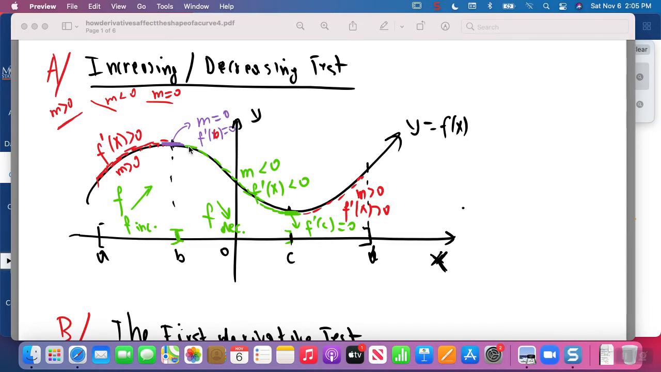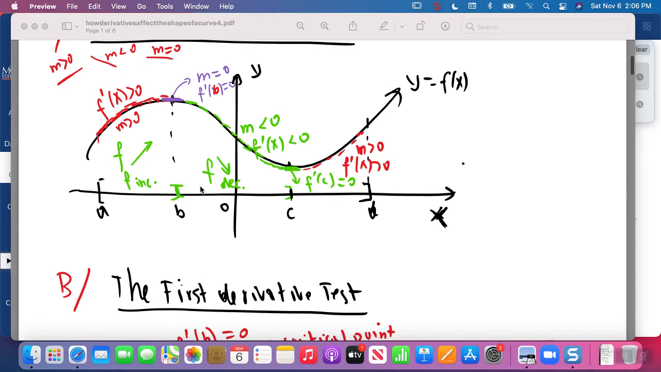When the first derivative is negative on a given interval from b to c, then we say that the function f is decreasing on that interval. Wherever the first derivative is 0, we have a horizontal tangent at that point. So that is the increasing and decreasing test.